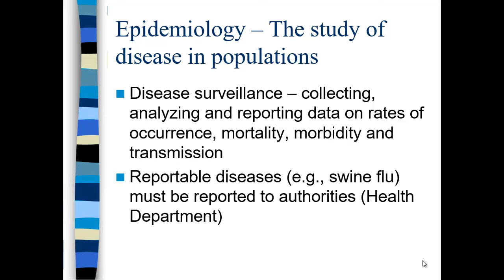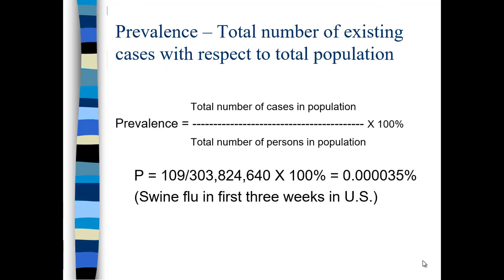Reportable diseases, things like measles or swine flu or different types of influenza, have to be reported to the health department. And so if a pediatrician or a physician or a medical practitioner sees a reportable disease, they'll call the health department and let them know that a disease has been identified, then the health department can investigate further and actually confirm the diagnosis.